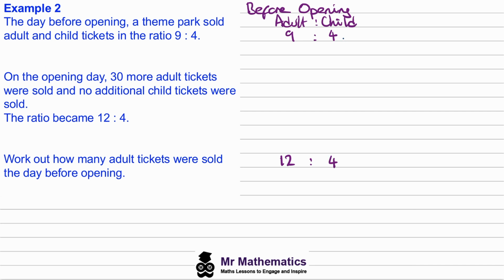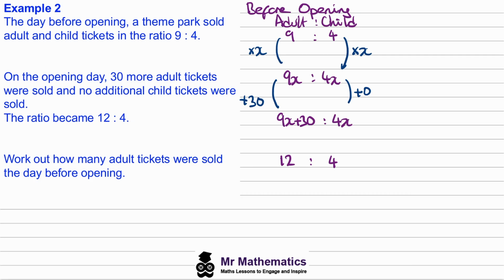To work out the total number that was sold, we need to scale this ratio, so we'll multiply both by x. So the total that was sold before the opening was 9x to 4x. And then we're adding 30 more adult tickets. So we'll add 30 to the adults and 0 to the children. So the ratio on the day of opening will be 9x plus 30 to every 4x. And on opening day, this ratio becomes equivalent to 12 to 4.